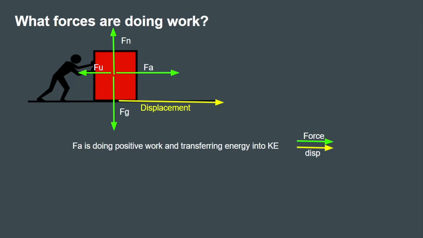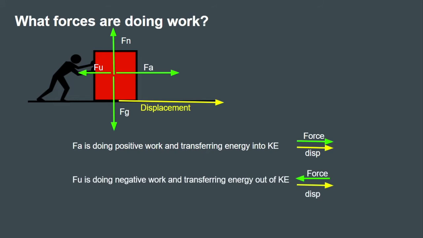On the flip side, we have force friction pointed in the opposite direction. So the angle between force friction and the displacement is 180. We just said on the last slide, cosine of 180 is equal to -1, which means that force friction is doing negative work, and it is transferring energy out of kinetic energy. Again, we can just see my little force vectors that I put right here showing that.